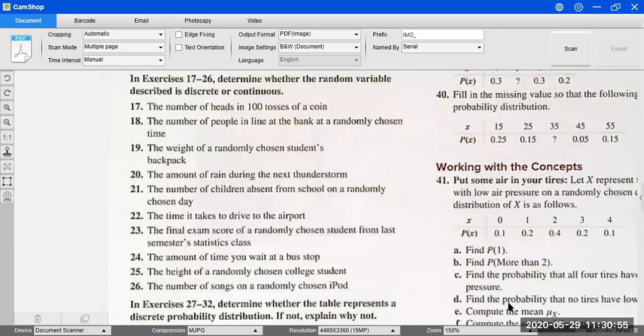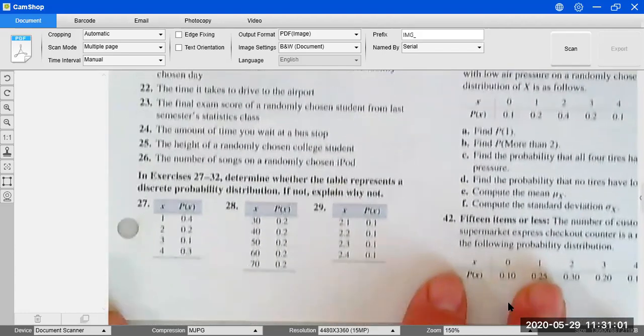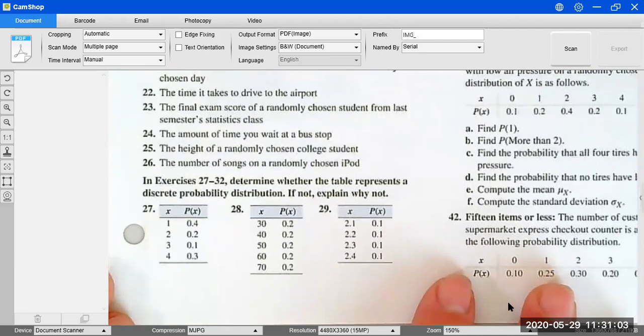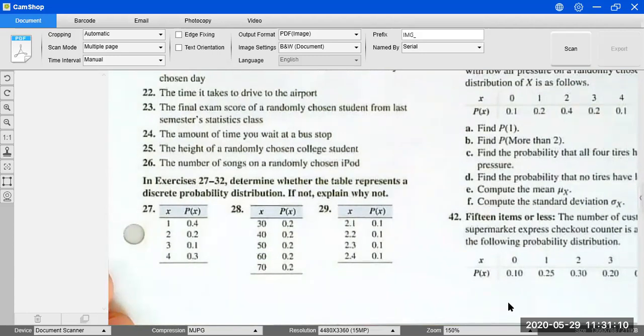So now we're going to work problems. I'm going to show you problems 27 through 32. So first, 27 through 29, 3 tables, and you're going to determine whether those three are probability distributions. Take a screenshot, copy the values, pause the video, and then the other three are here.